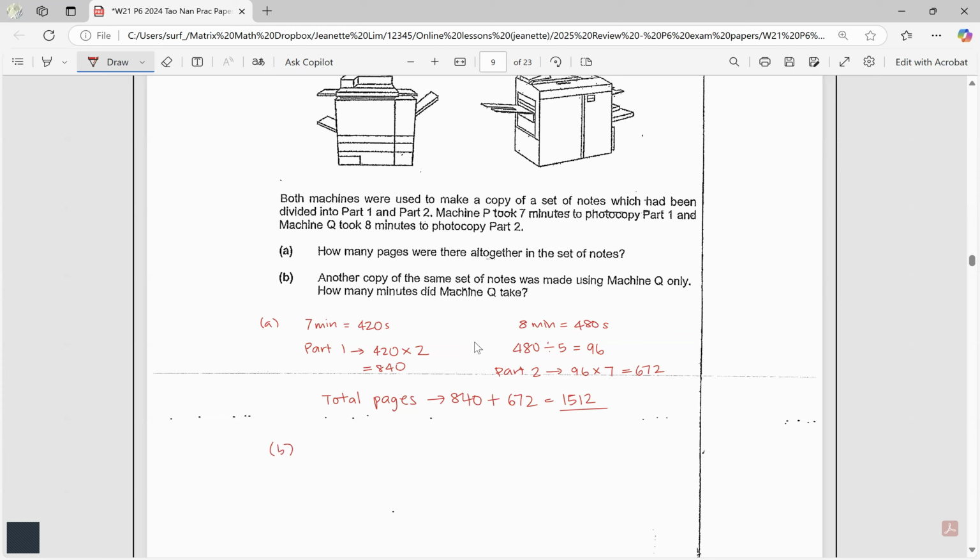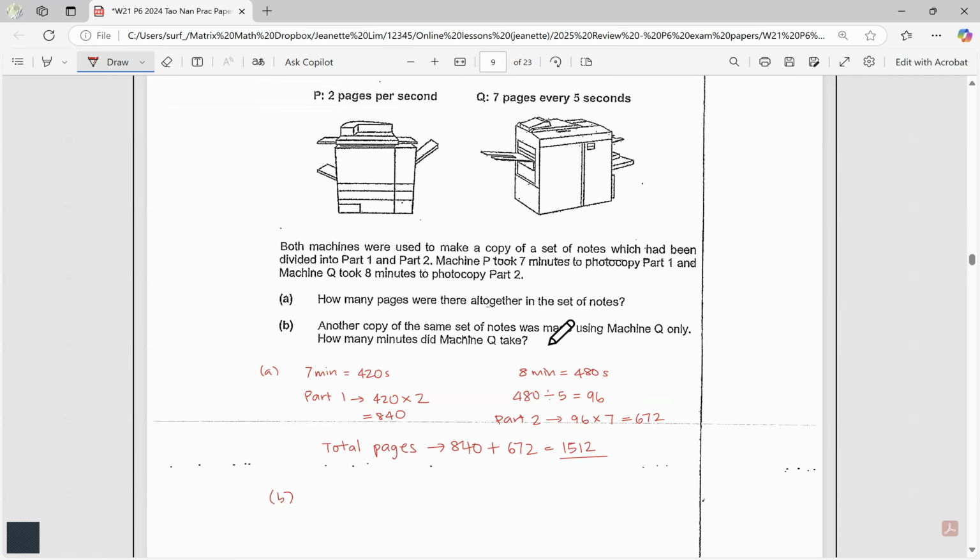Now for part B, another copy of the same set of notes, which is made up of part 1 and part 2, is only photocopied using machine Q. So how long does it take? As we know, the total number of pages is 1512. If you want to use machine Q, you have to find the number of groups first.